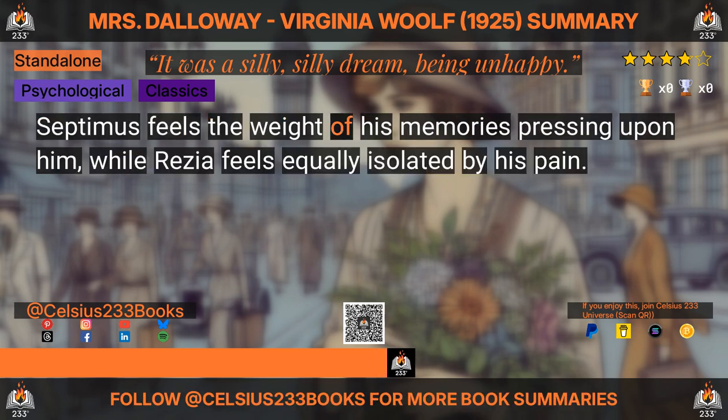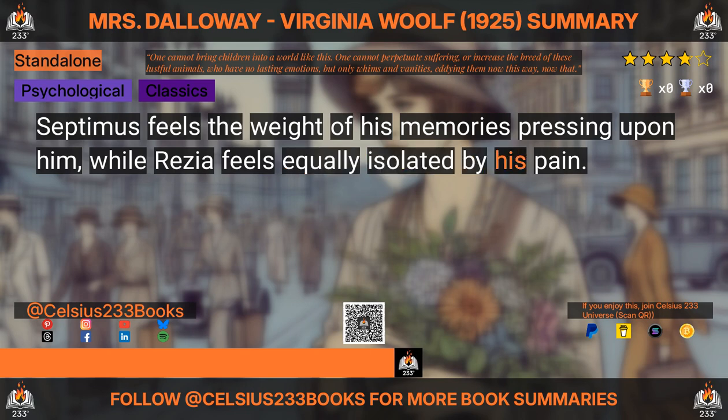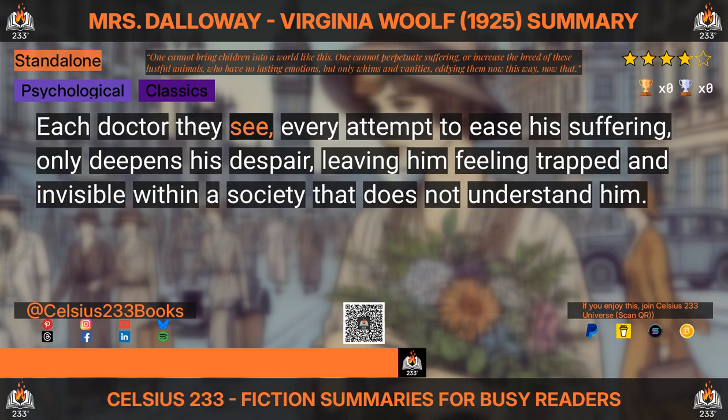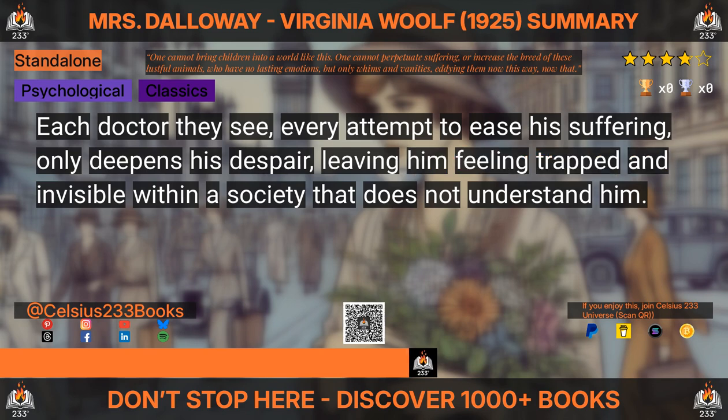Septimus feels the weight of his memories pressing upon him, while Rizia feels equally isolated by his pain. Each doctor they see, every attempt to ease his suffering, only deepens his despair, leaving him feeling trapped and invisible within a society that does not understand him.